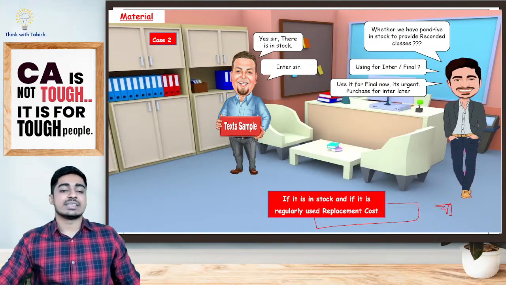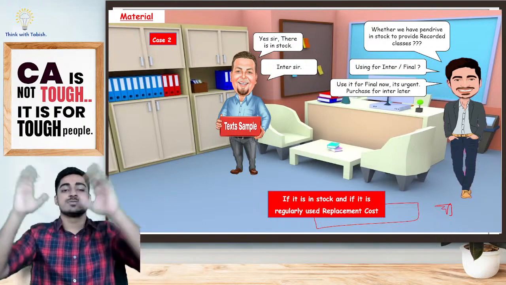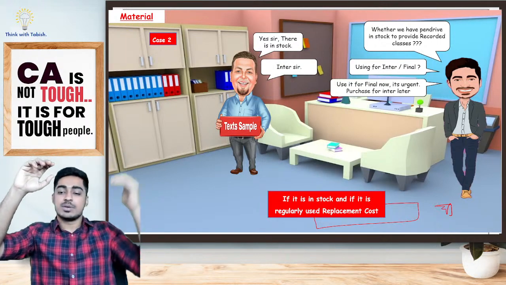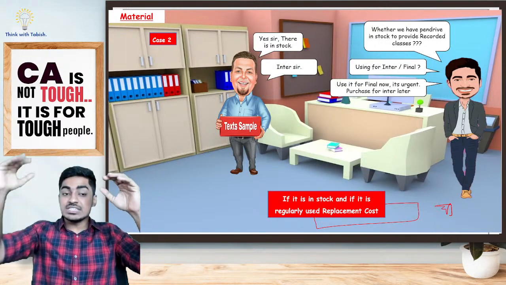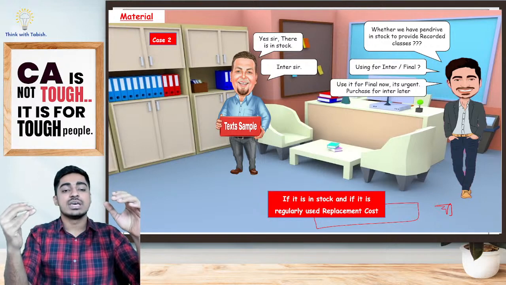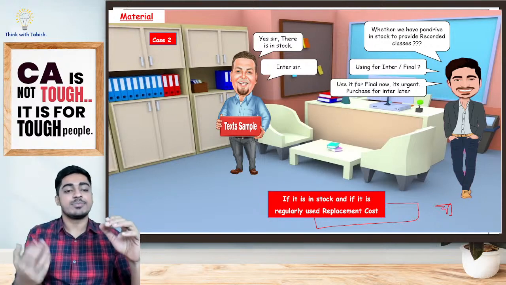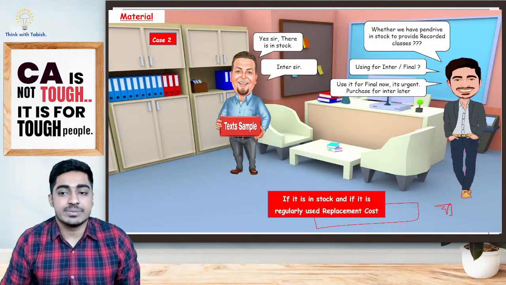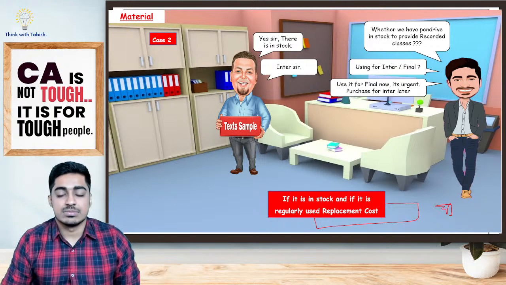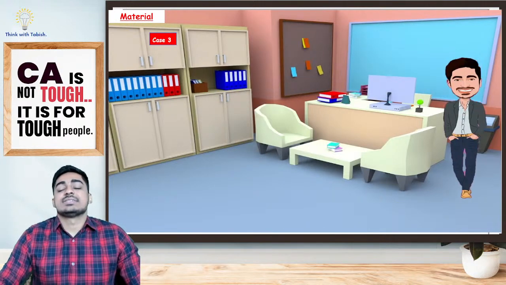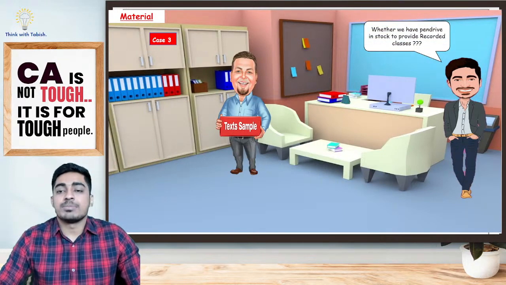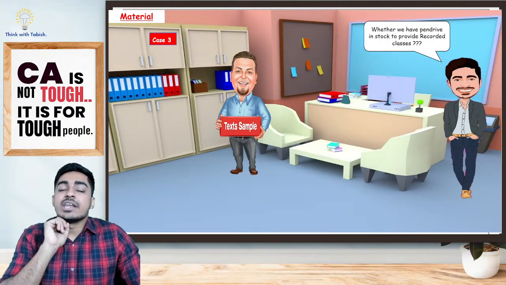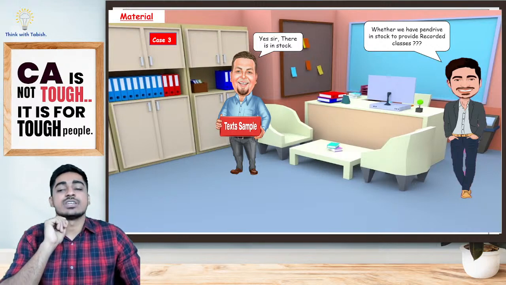So I'll tell, yes, if raw material, two scenarios. Firstly, raw material is not in stock, purchase cost. Raw material is in stock and it is regularly used, I will have to replace that. I'll have to purchase it again. So the replacement cost is relevant. Is it clear, students? Third scenario. Yes. I call my employee. I ask whether we have pen drive stock. He tells yes, pen drive is there in stock.